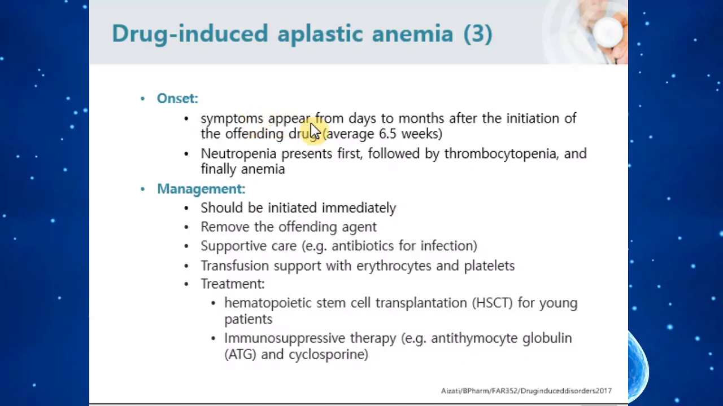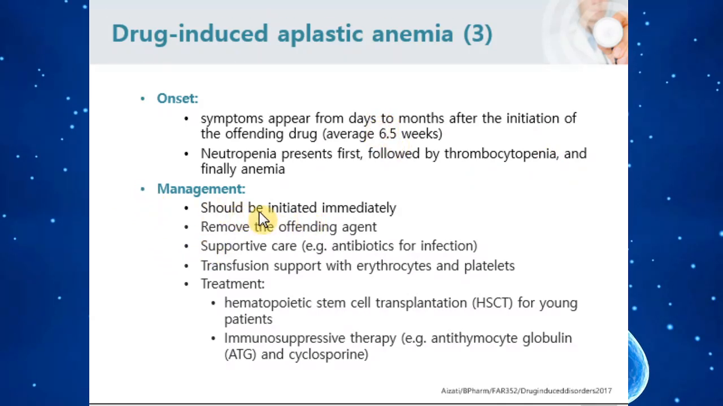The symptoms may appear from days to months after the initiation of the offending drug, and the average is 6.5 weeks. Neutropenia will present first, followed by thrombocytopenia, and finally anemia. Neutropenia is a low white blood cell count. So basically, the patient might present with the symptoms of neutropenia first, like sore throat or fever, followed by thrombocytopenia. Bleeding or petechiae will occur subsequently, followed by anemia.